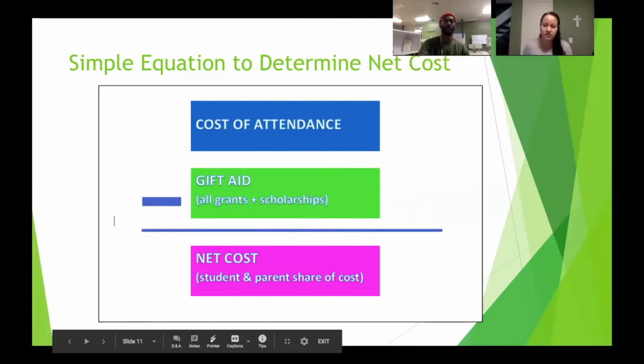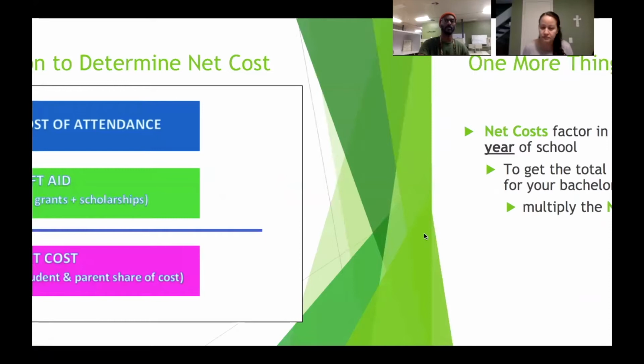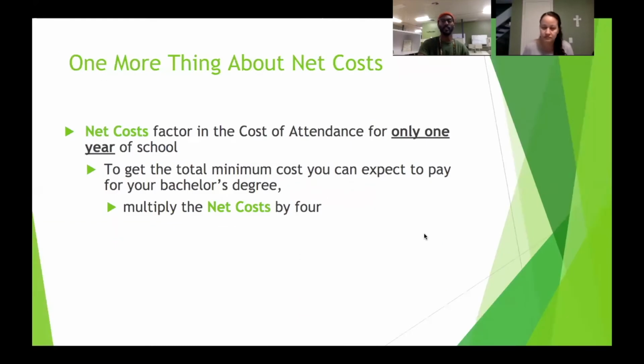There's a simple equation you can use to determine your net cost. You start with your cost of attendance, you minus your gift aid, that's your grants and scholarships, and that will give you your net cost, the cost that you and your parent will have to pay out of pocket. On your financial aid award letter, the cost of attendance that they show will only be for 1 year. In order to determine the total minimum cost you will owe for your undergraduate degree, you will have to multiply that number by 4.